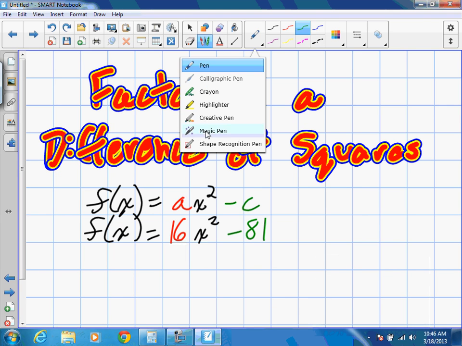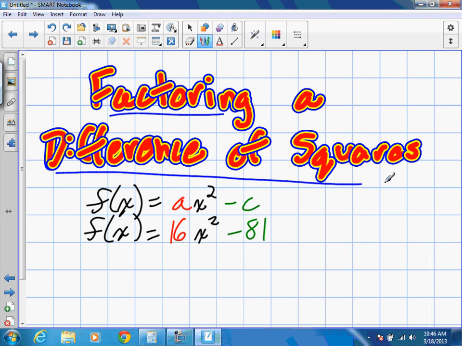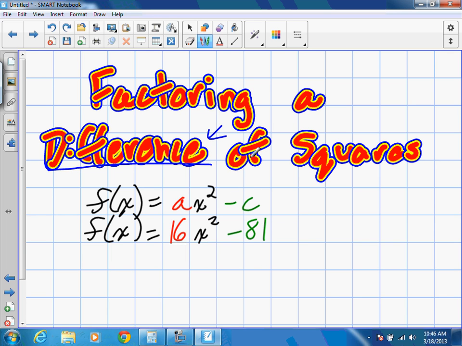Okay, last factoring we're going to work with is factoring a difference of squares. Now, what's important about this is the word difference. What operation does difference mean? Subtraction. Okay? The other difference in this is that we're going to be working with a binomial.